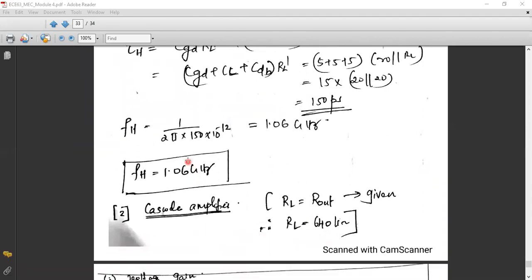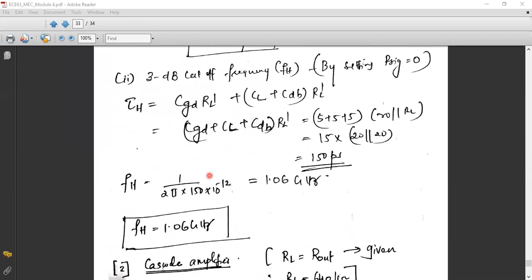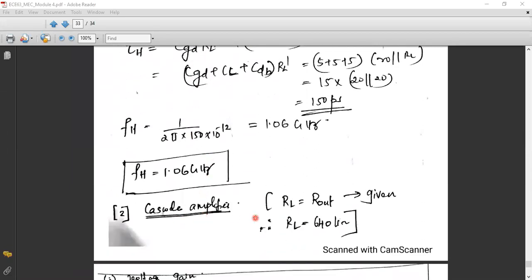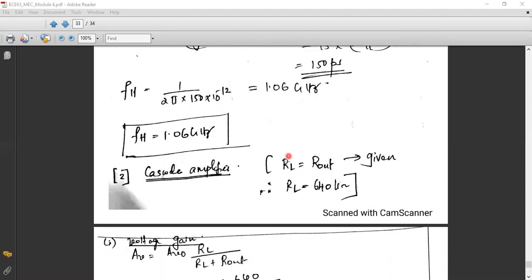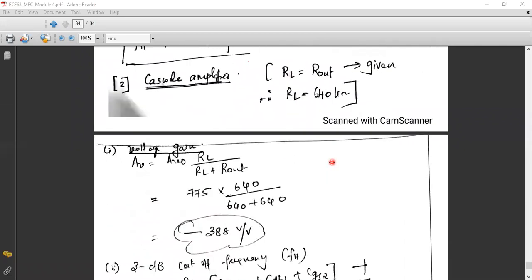Okay. Now, with this we finished CS of case B. Now going for the cascode amplifier. In the cascode amplifier, they asked to take the RL value as R out. R out already we have computed, that is 640. So this is given in the question. We need to take RL as R out itself. So R out is given as 640 kilo ohm.